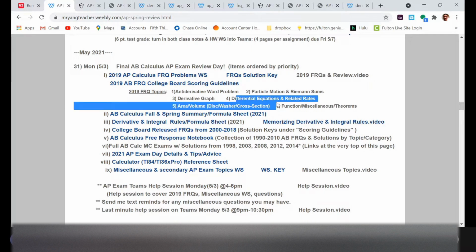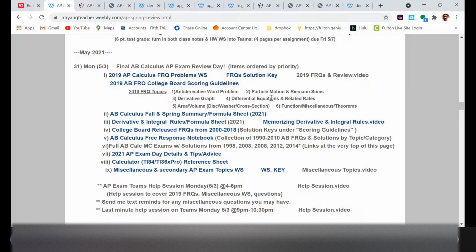Differential equations. Differential equations tend to be standalone with slope fields, but in this FRQ, they put differential equations with related rates. So I think that's what I've been seeing recently, where related rates is not a standalone FRQ. They tend to insert related rates into one of the FRQs as a part C or a part D. So we're going to see that for number 4.